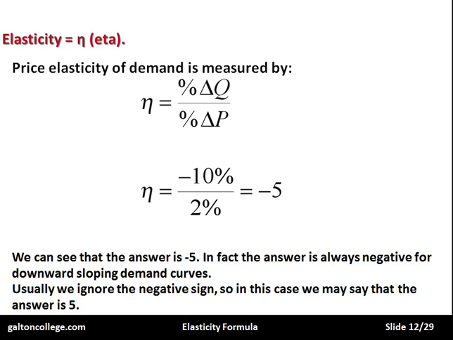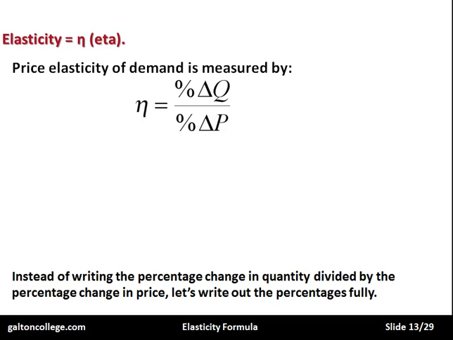In fact, the answer is always negative for downward sloping demand curves. It's always minus something, because demand curves are downward sloping. So we usually just ignore the minus. We just say it's whatever, minus 5 or 5, it doesn't matter. So we say the answer is 5. Demand curves are, generally speaking, always downward sloping, so we can ignore the minus sign. So we know how to measure elasticity.